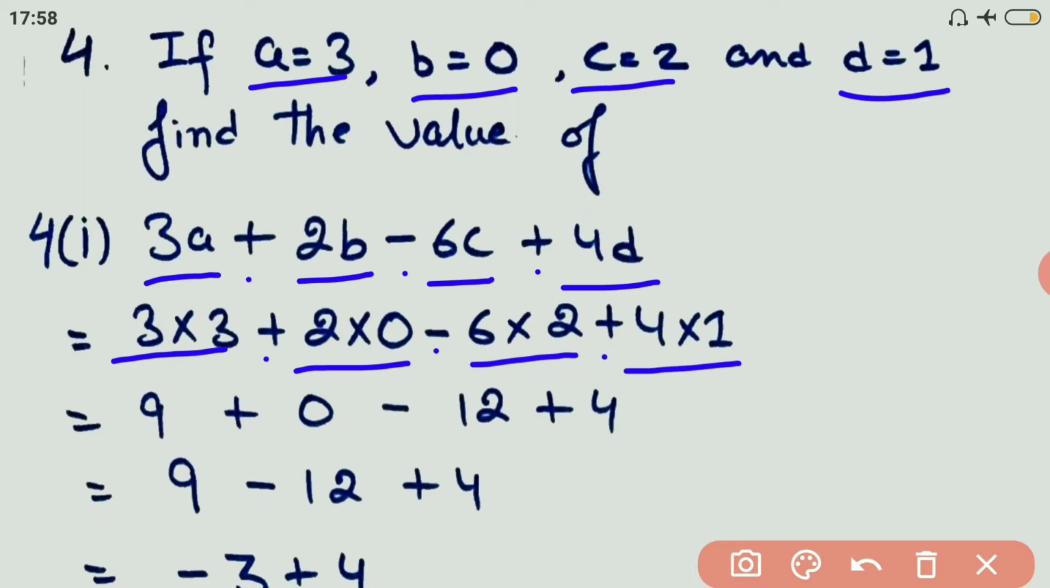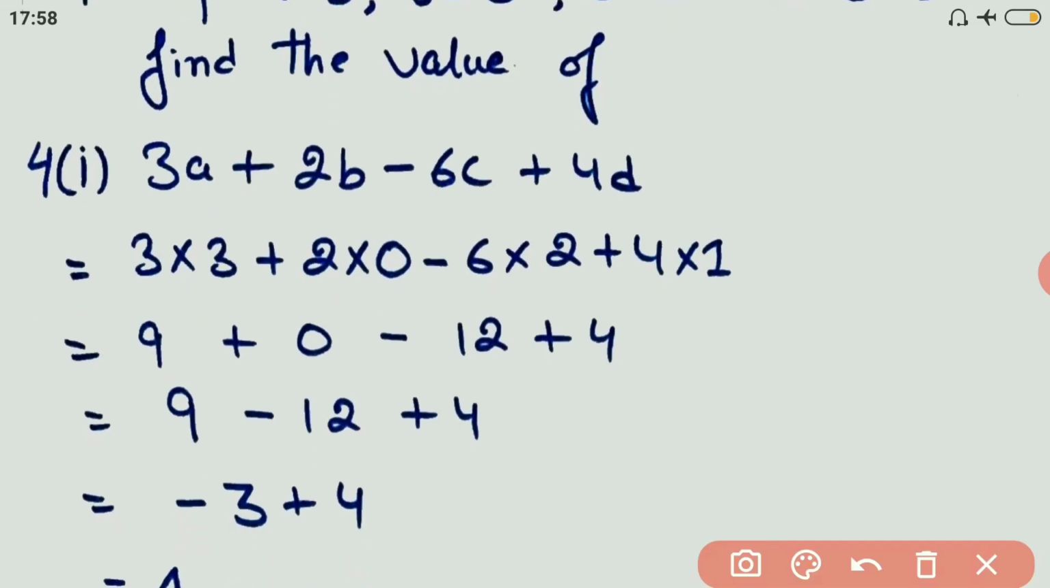So now further multiplying it we shall get 3 into 3 is 9, plus 2 into 0 is 0, minus 6 into 2 is 12, plus 4 into 1 is 4. Now 9 plus 0 shall give me 9 minus 12 plus 4. Now further solving it we shall get minus 3 because 9 minus 12 is minus 3.